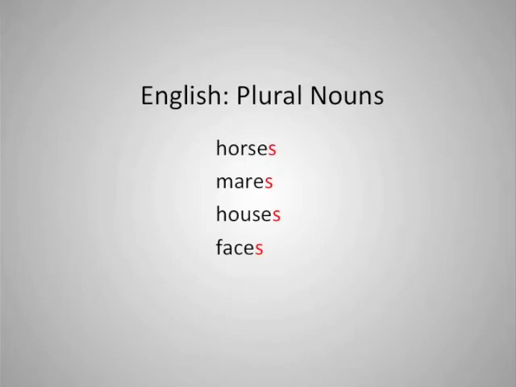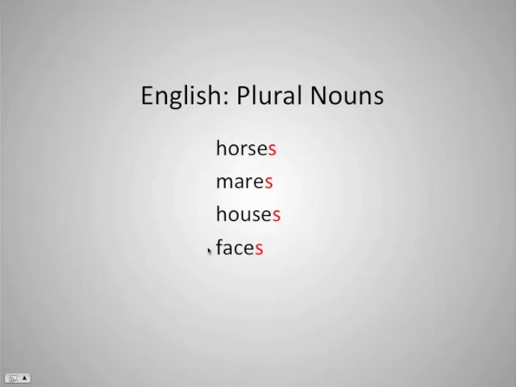Now, to take a look at the English plural nouns again, in English, we do actually spell nouns differently when we pluralize them. So a typical rule that we have in English is that we add an S on the end. We looked at that when we saw books, that we just added an S on the end. There are plenty of other nouns that we pluralize by changing the ending. We add an S. Horse becomes horses, plural. Mare becomes mares. House becomes houses. And face becomes faces. So in each of these nouns, we just simply add an S.